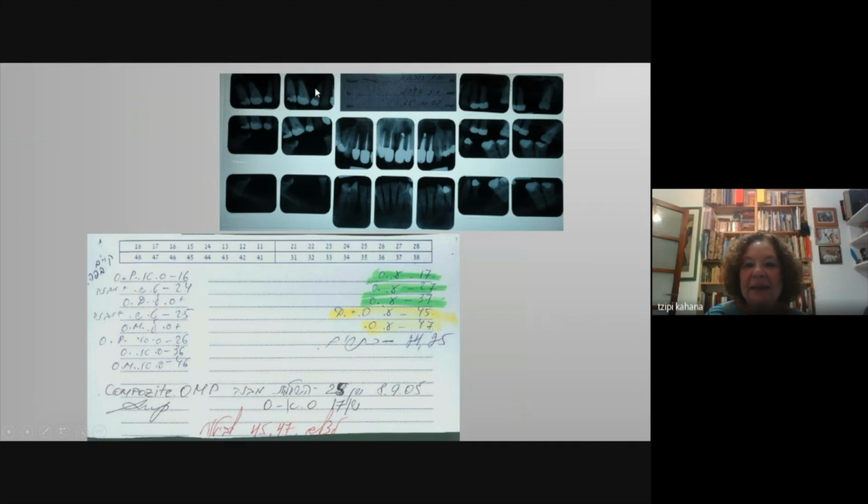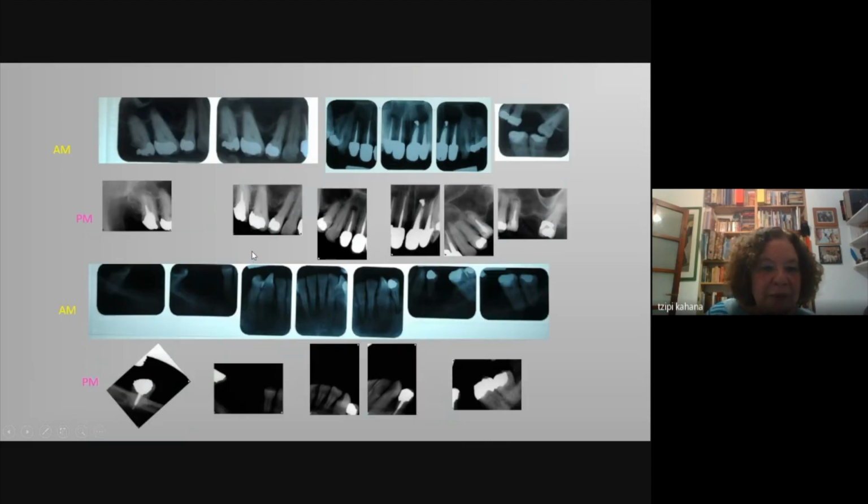This is the dental status of the patient sent to us from Israel. Photographs. They took the photographs from the dentist in Israel and sent them to us. And here we have the comparison.